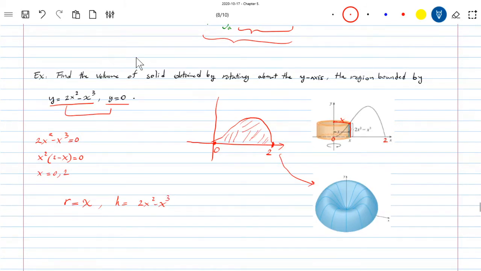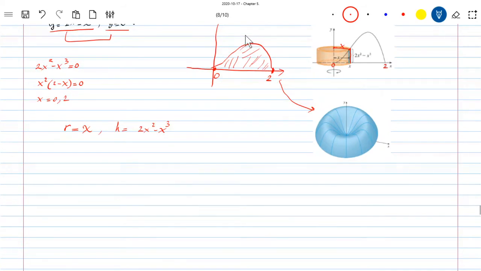So what do we need to do? We calculate this volume. What is the volume? From 0 to 2, 2 pi times x times the height, which is 2x squared minus x cubed, multiplied by the thickness dx. And we integrate. At this point on, everything is simply polynomial. I'm going to write the 2 pi outside since it's constant. From 0 to 2, distribute this x as well, so you'll get 2x cubed minus x to the 4th dx.